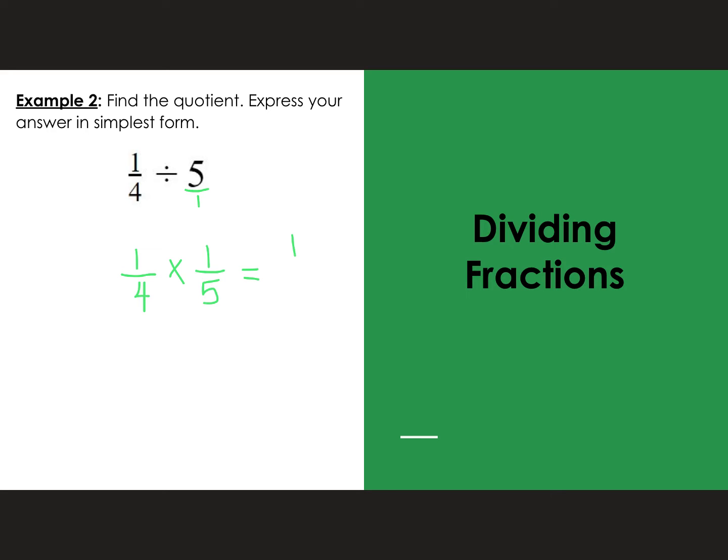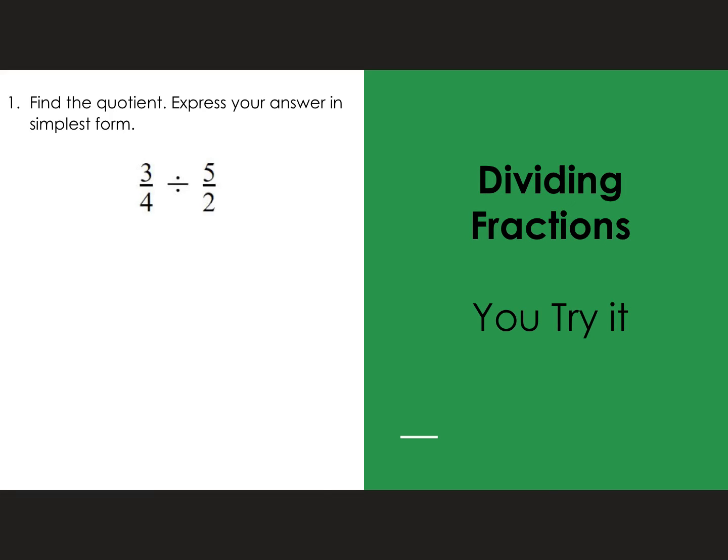1 times 1 is 1. 4 times 5 is 20. So I have 1/20. You try it. So find the quotient.